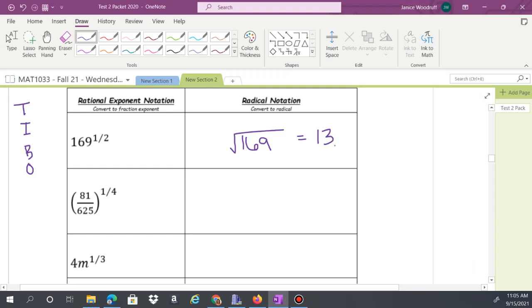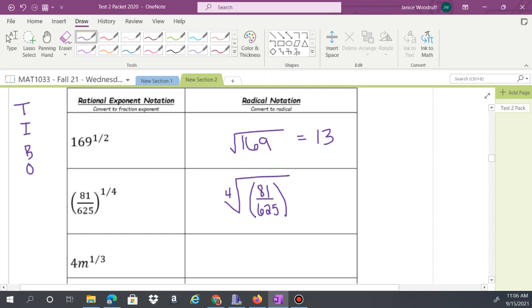Okay, so if we take a look at the second one, we do have a fraction. The entire fraction is in parentheses, so the entire fraction will go into our radical. So we'll do our radical sign, and then we'll have 81 over 625. The top of the fraction will go inside the radical, the bottom outside. I don't need to keep the 1 inside the radical, but I do need to keep the 4 to indicate that that is a fourth root.